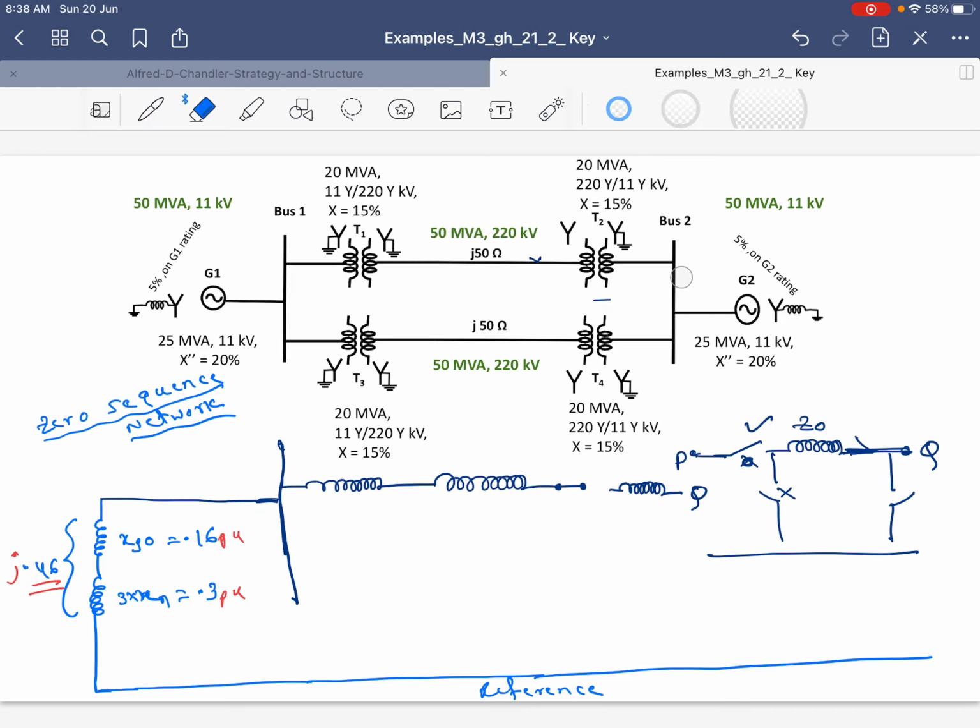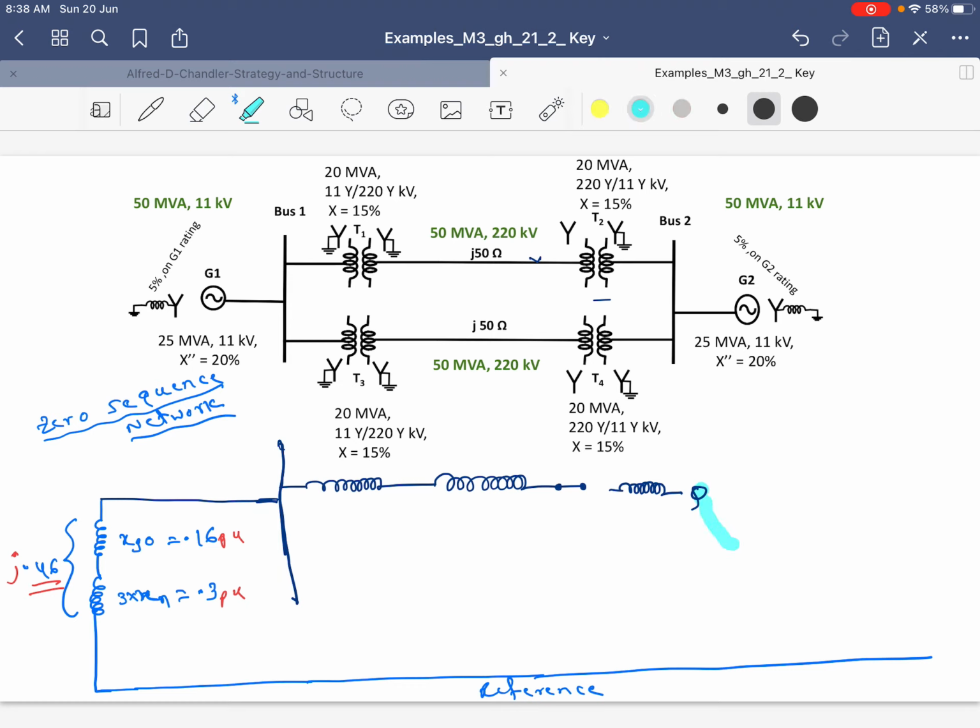The same thing I am showing here. Just I will rub it off everything. We have shown a break here because it is star connected and ungrounded on the primary, and star connected and grounded on the secondary side, therefore it is directly connected to bus number 2.